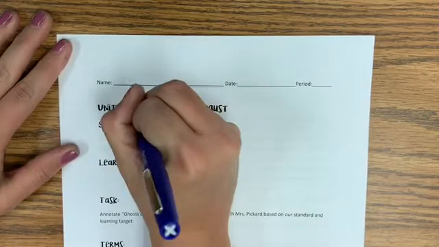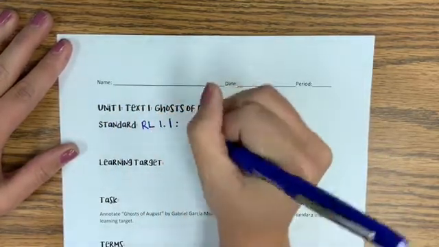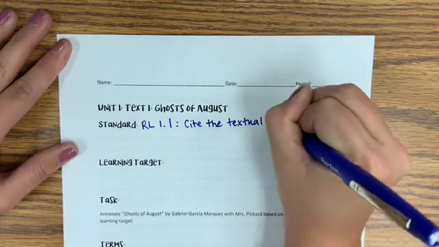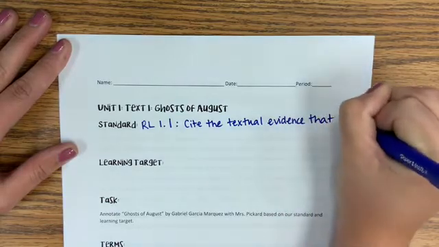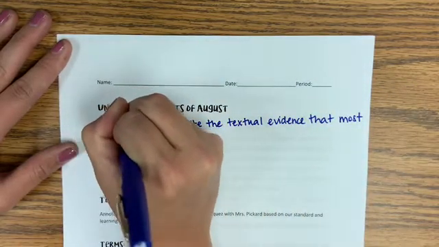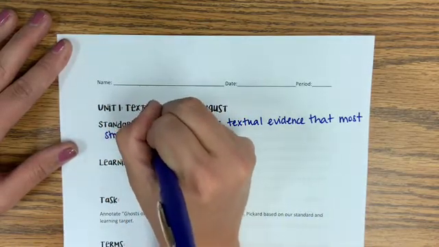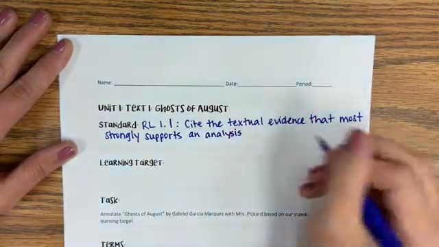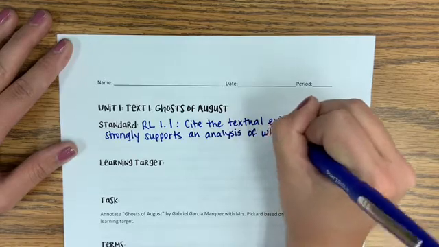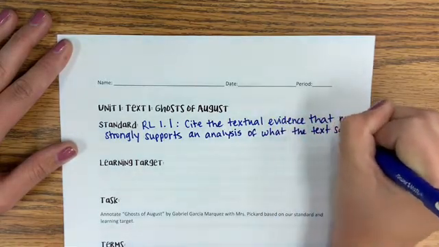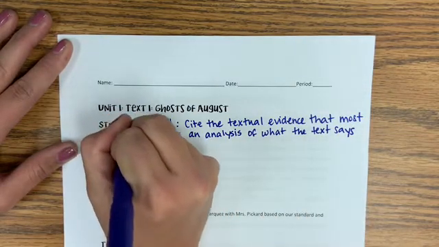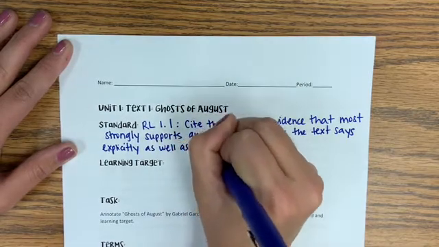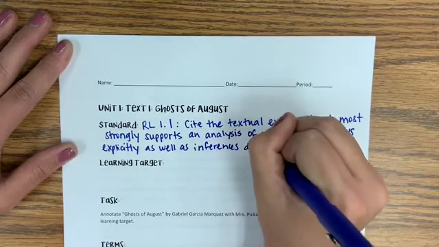So our first standard is RL 1.1, and it says cite the textual evidence that most strongly supports an analysis of what the text says explicitly, as well as inferences drawn from the text.